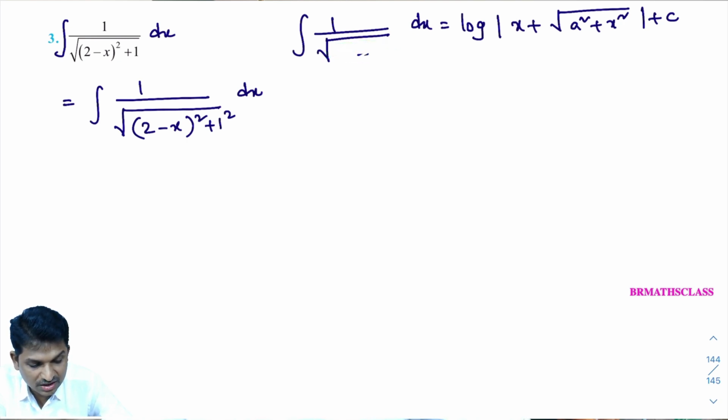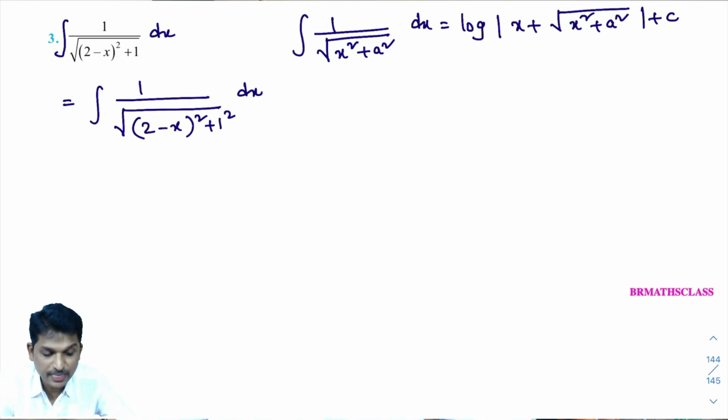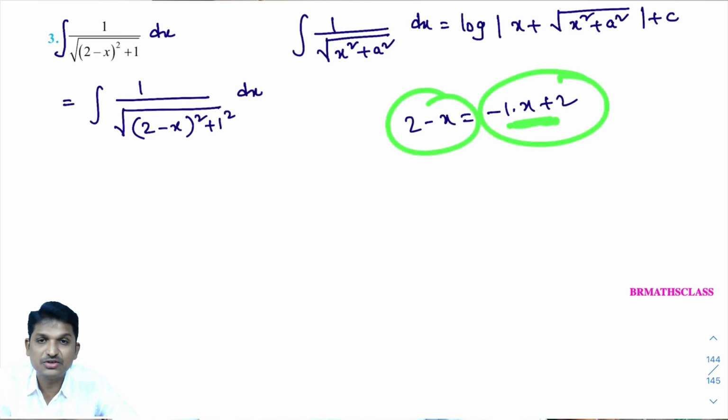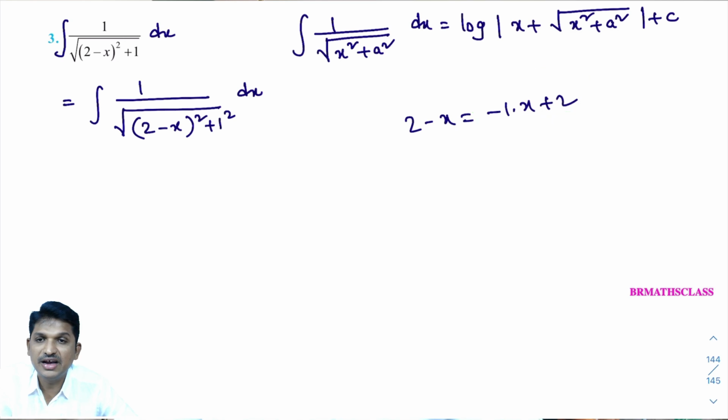I'll write this as x square plus a square. Simply, a square plus x square is the same as x square plus a square. I hope you are understanding this. Now to apply this formula, in place of x, here ax plus b is there. This is 2 minus x. 2 minus x can be written as minus 1 into x plus 2. This is 2 minus x only, right?